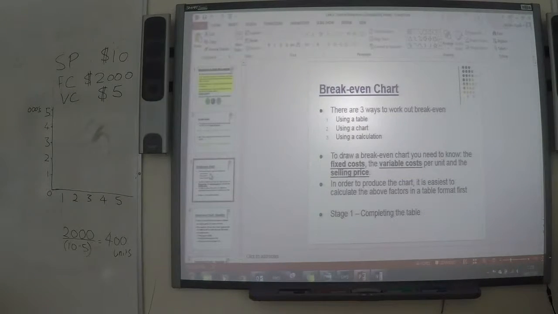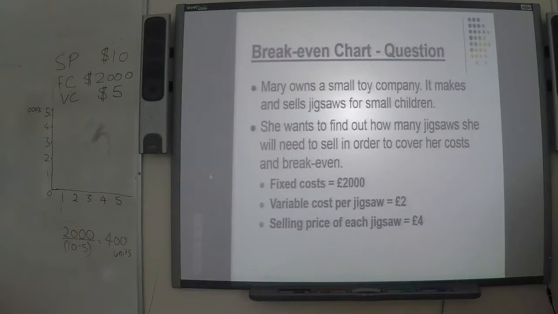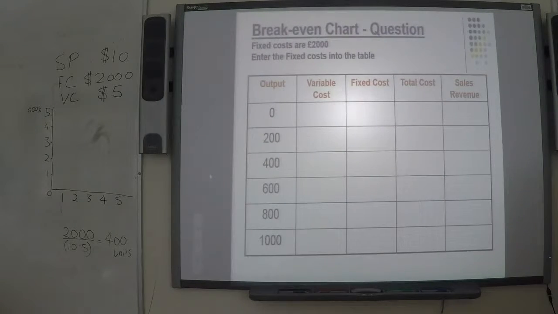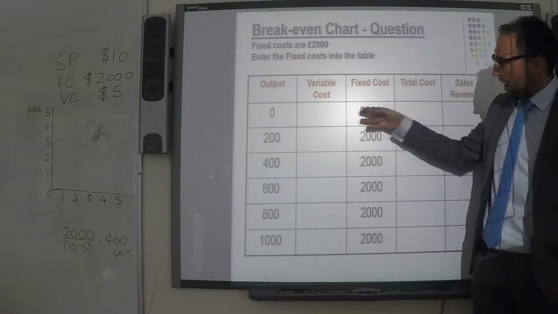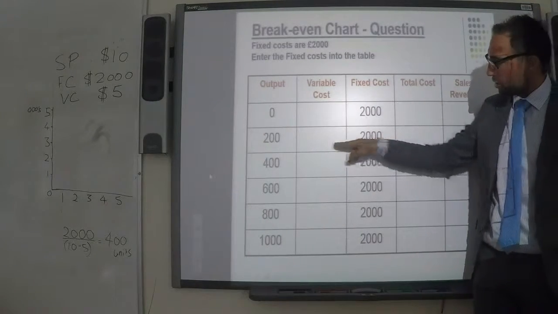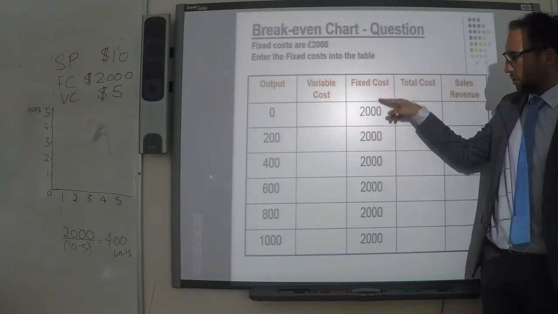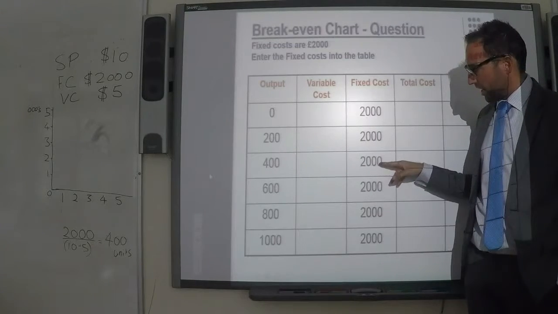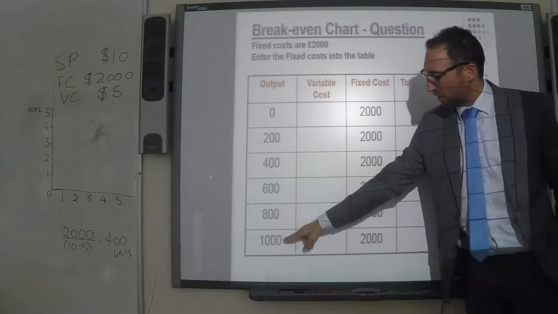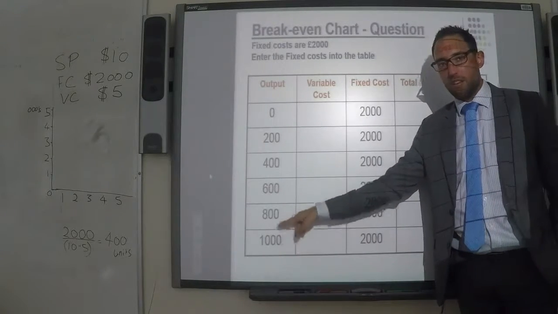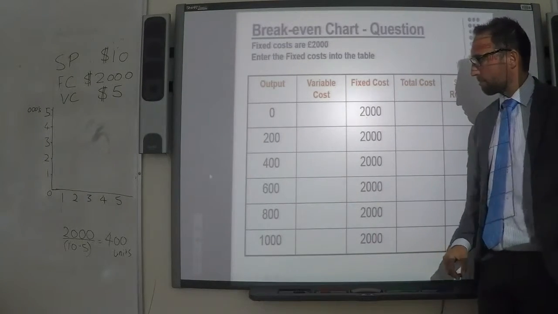The first way that you would do this is using a table. The first one that I'm going to put on there are the fixed costs. So at every level of output, the fixed costs are 2,000. Because remember, fixed costs do not change with output. Fixed costs stay the same with output, so it's 2,000 all the way down. Doesn't matter how big or how small your output is, the fixed costs are always the same.